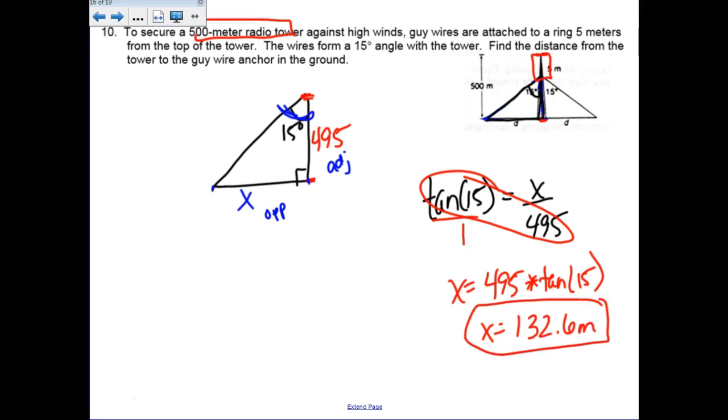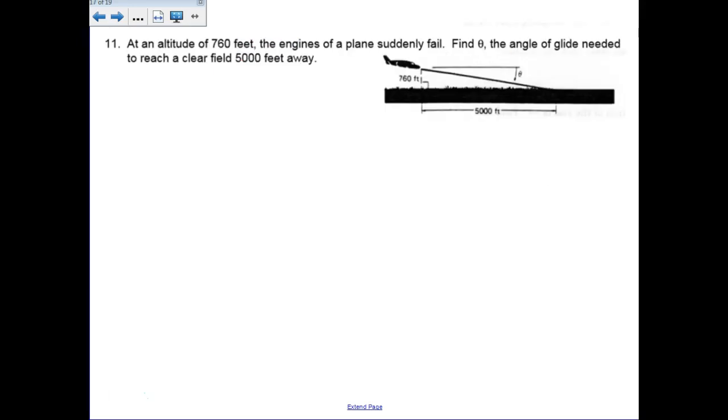Now, notice there's a bunch of triangles in that picture, and it just said I want the distance from the tower to one of the anchors. So that other side of the other triangle is going to be congruent. I just don't need to find it.